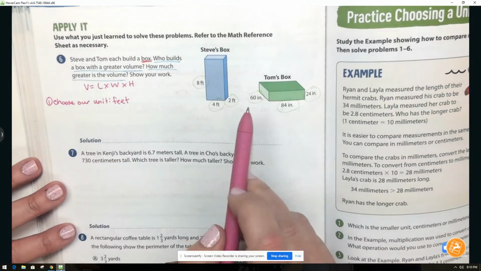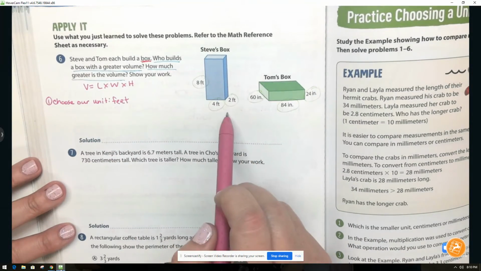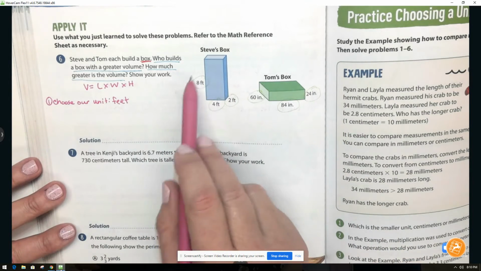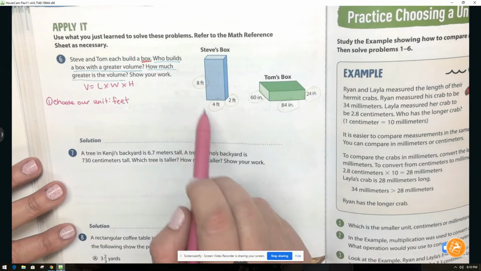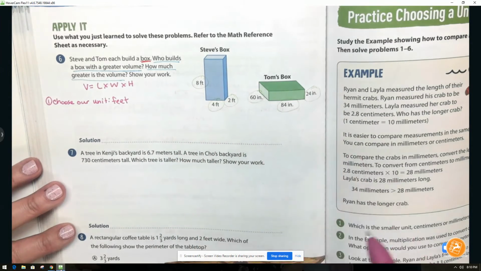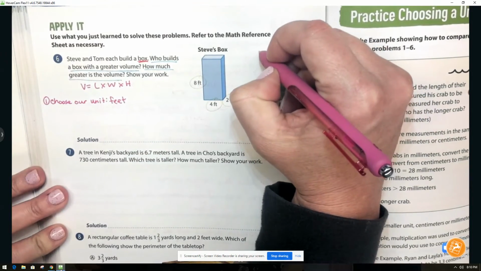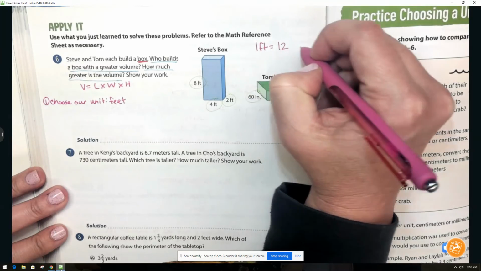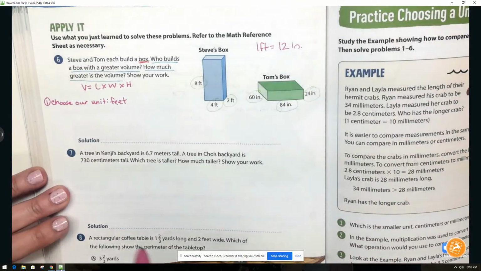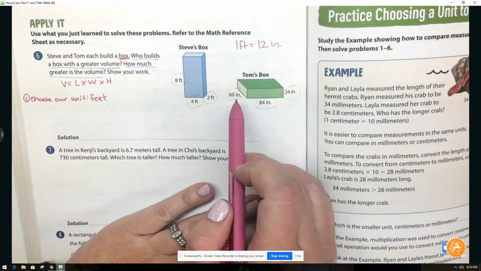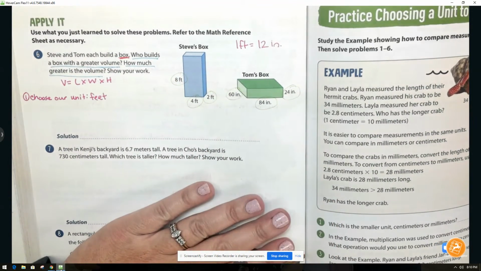If I want to do my answer in feet, do I need to do anything with Steve's box? No, Steve's box does not need to be messed with because it's already in feet. Now, Tom's box is written in inches, so I do need to convert Tom's box to feet, remembering that 1 foot is equal to 12 inches. The good news is most of you have your multiplication chart, so we're going to look at our multiplication chart and figure out our multiples of 12.